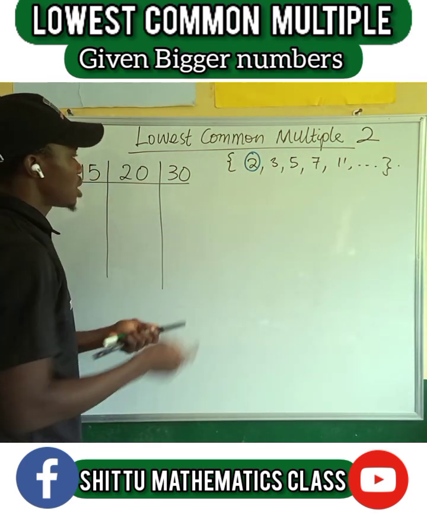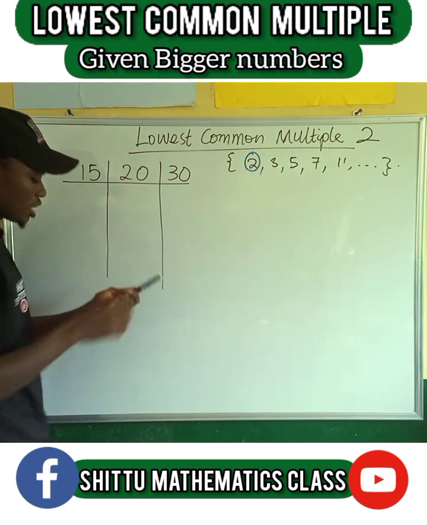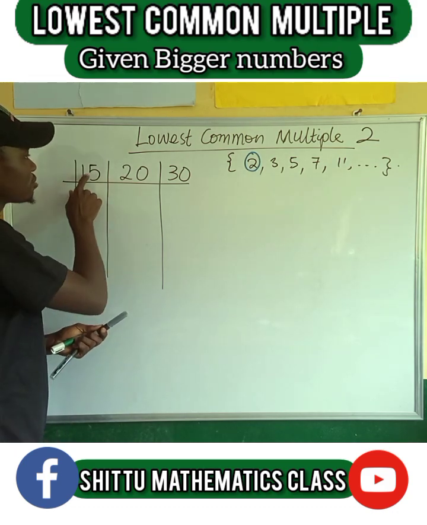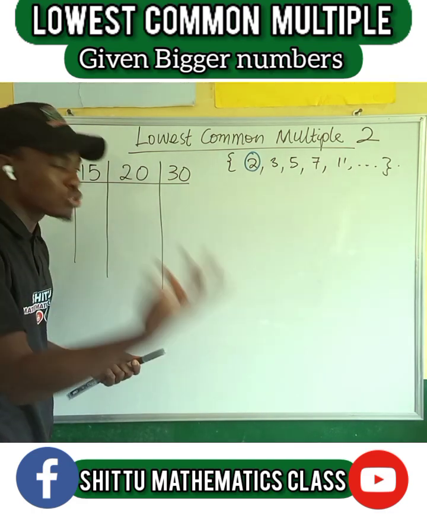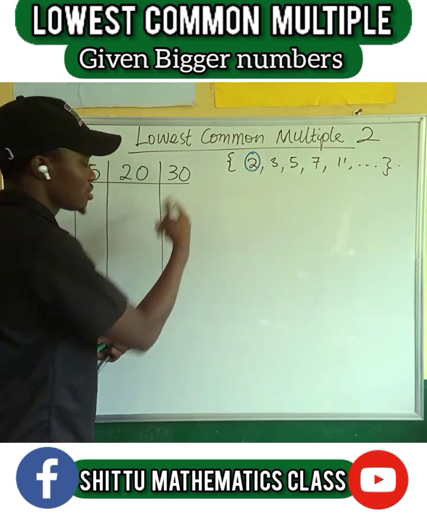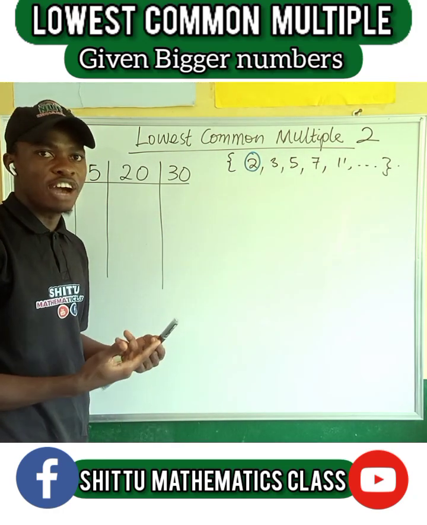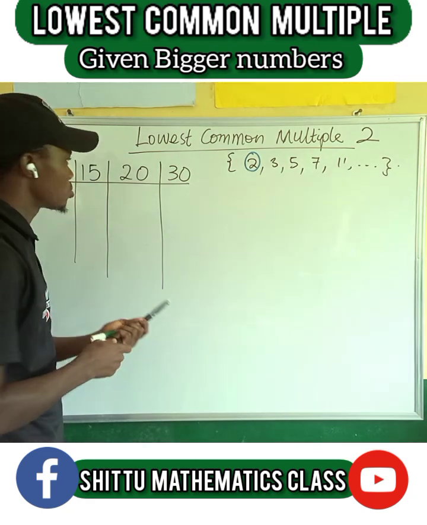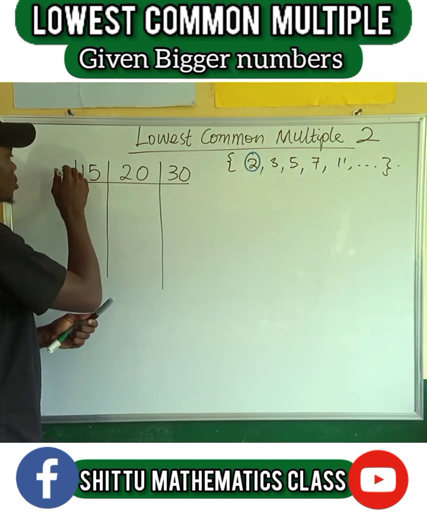When you look at this, you can see that 15 is not divisible by 2, but 20 is divisible by 2, and also 30 is divisible by 2. Therefore, we are just going to use 2. Is that understood?